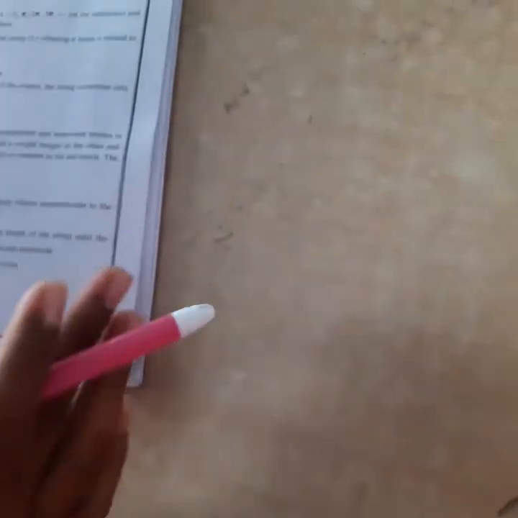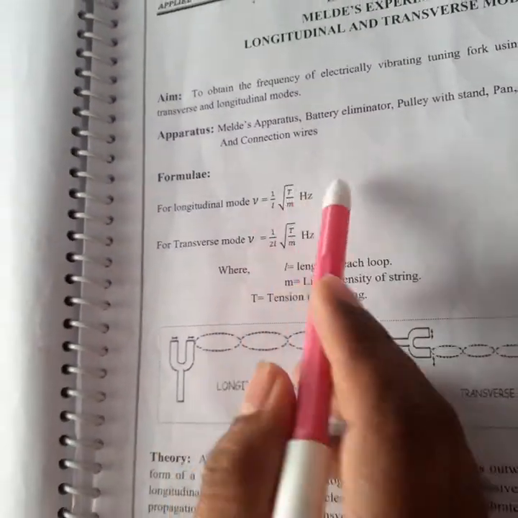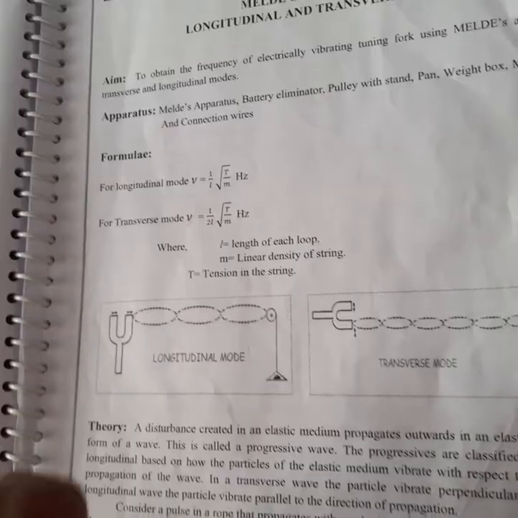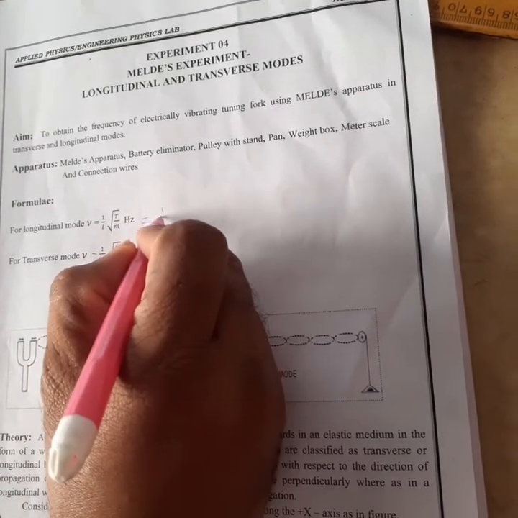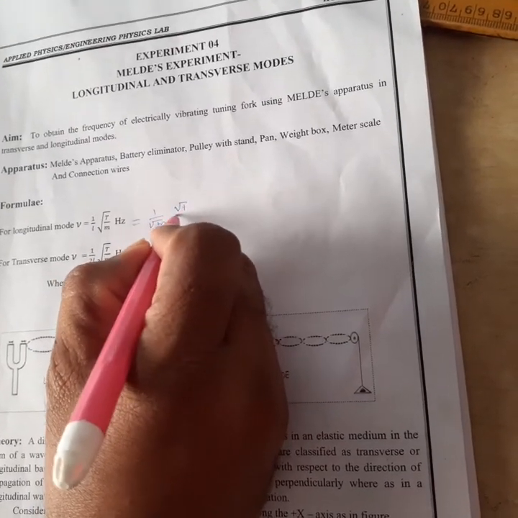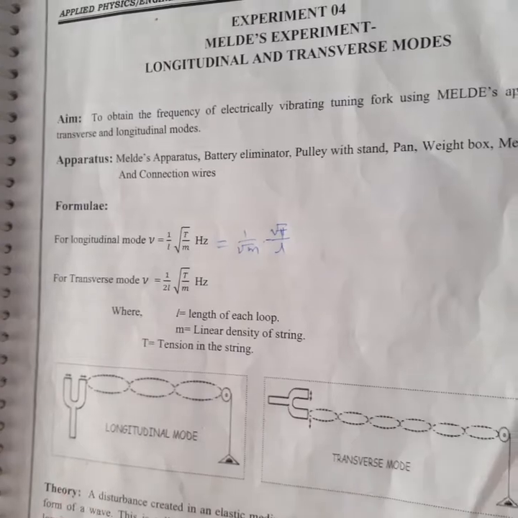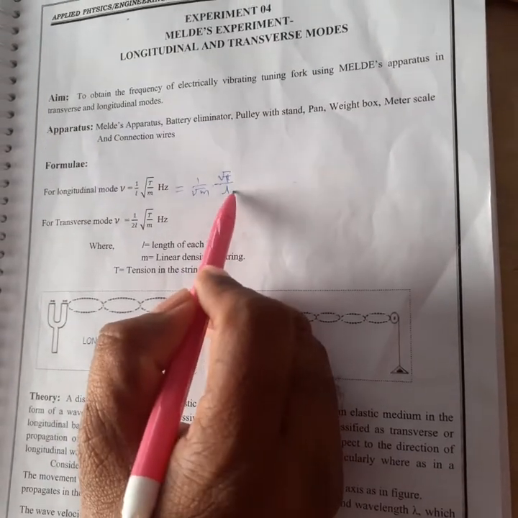What is the formula? Formula: nu is equal to 1 by L under root T by F. So you can write it in another form: 1 by root m into the root T by L. Substitute the value of root T by L in this formula.